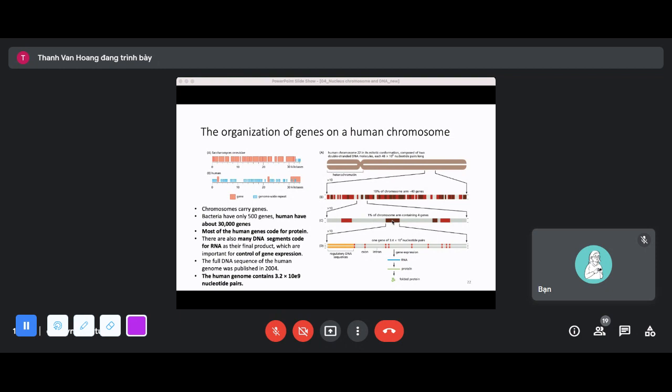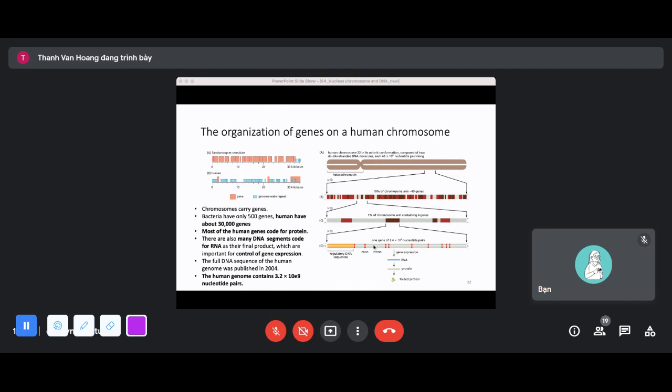However, there are many parts in between. They don't encode protein. This is called intron. I think here you see it better: it's exon and it's intron. These exons contain the genetic information to make protein. The introns don't make protein, but they also contain genetic information.